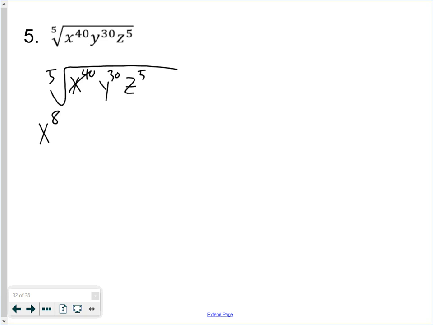So that goes away. Now y to the 30, with 30 y's, we can create 6 groups of 5 y's. We can take out 6 groups of those 5 y's. So we have 6 y's on the outside, or just y to the 6th. And that goes away. And finally, z to the 5th, we can create 1 group of 5 z's. So we can take out 1 group of 5 z's, or just z. We have nothing left over inside the 5th root radical. So that's going to be our answer. We can't simplify it anymore from here. So that's what we're going to get.